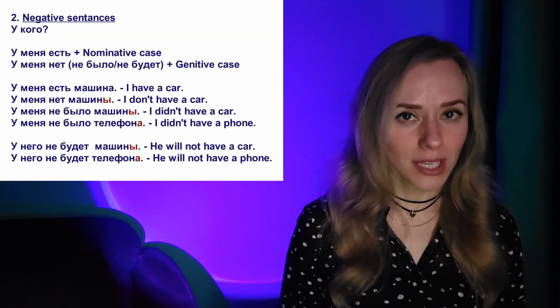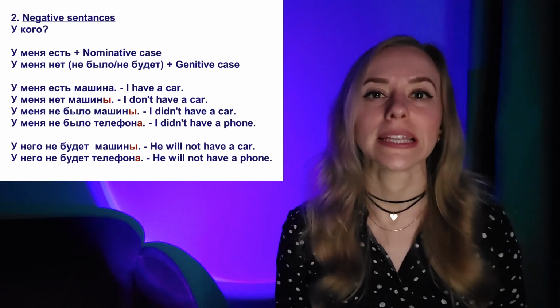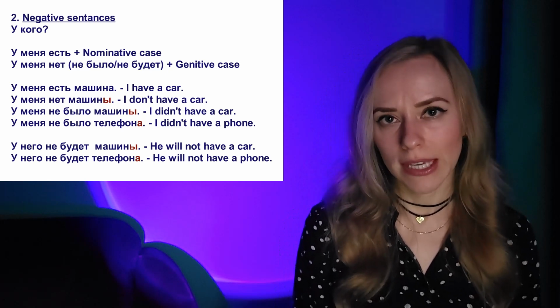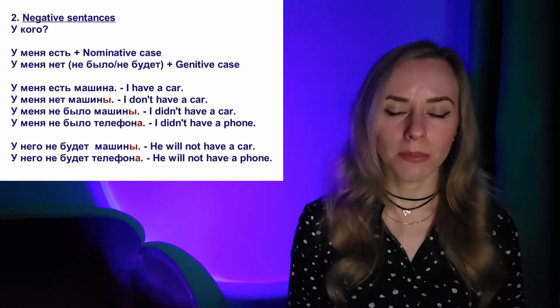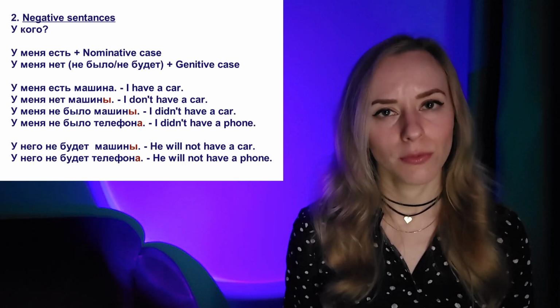And negative sentences. You know, after the sentence у меня есть we use the nominative case. But what about у меня нет? У меня есть машина, у меня нет машины. After the words нет, не было or не будет, we should use the genitive case. У меня нет машины, у меня не было машины, or у меня не было телефона.